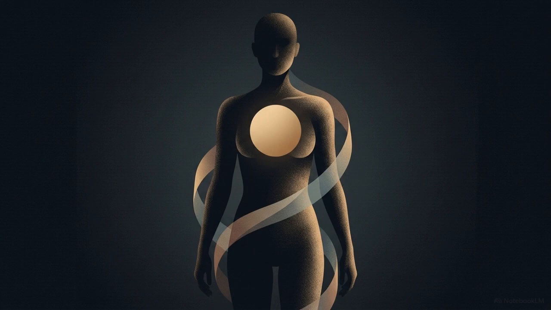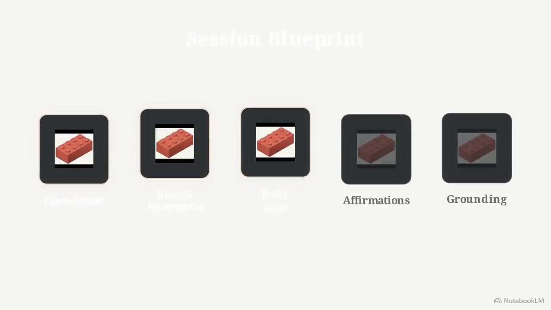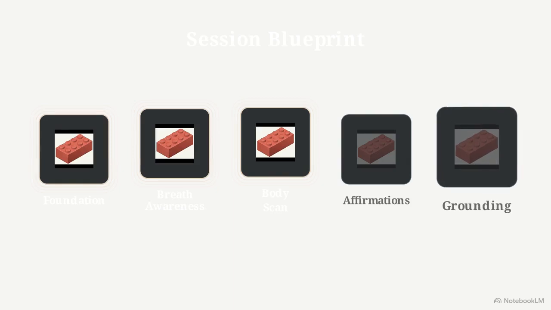Step 3 moves their attention out of their head and into the physical body. You do this through a gentle body scan, prompting them to notice sensations from the crown of their head down to their toes. This block diagram shows how we close the session. After the body scan, Step 4 introduces positive affirmations and mental visualizations. Finally, Step 5 is grounding, where you invite the listener to set a specific intention for their day before they open their eyes.